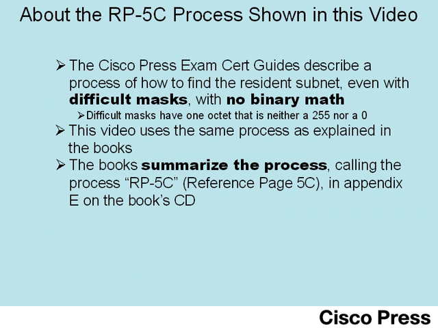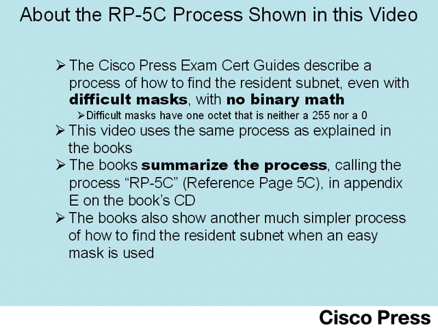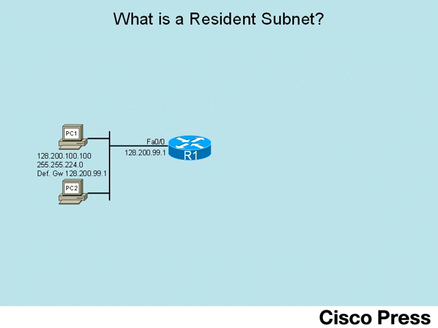And by the way, this process is summarized in a CD-only appendix in those books. And that appendix refers to this process as reference page 5C, or for short, RP-5C. So if you see a reference to RP-5C, it's just a reference to what's listed in the books. Also, just for reference, note that the books also show a much simpler process for finding the resident subnet when a nice easy mask is used. In other words, a mask that's all 255s and zeros.